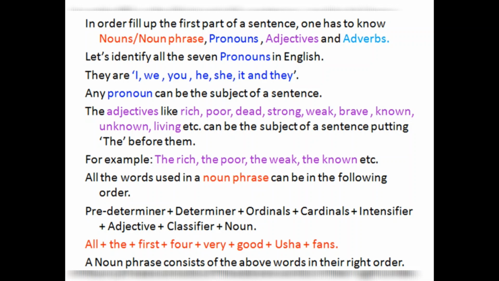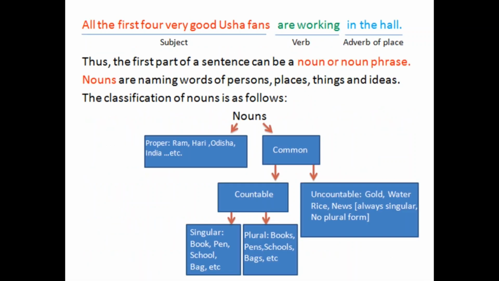So all the first 4 very good Usha fans. It's a noun phrase. A noun phrase consists of the above words in their right order. All the first 4 very good Usha fans are working in the hall. Here all the first 4 very good Usha fans is a noun phrase which is placed as the subject. Are working is the verb. In the hall is the adverb place. Thus the first part of a sentence can be a noun or noun phrase.